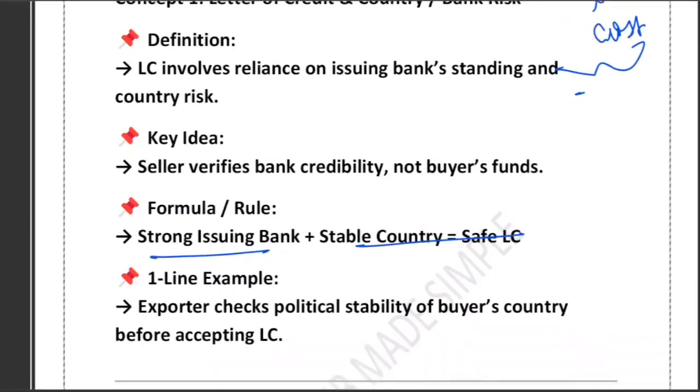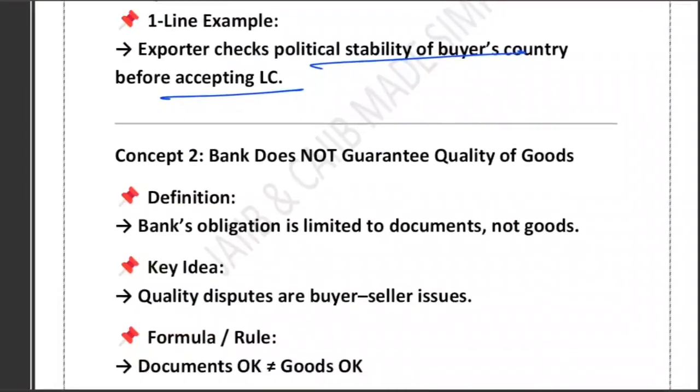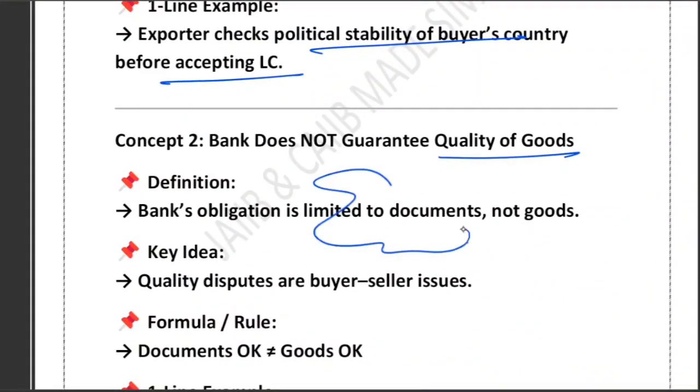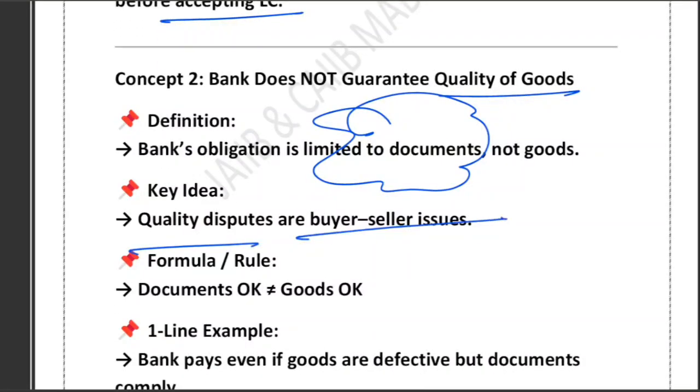So you can see in the one line example they have given that the exporter checks the political stability of the buyer's country before accepting the LC. Right. The bank never guarantees the quality of the goods, because the bank's obligation is limited to the documents, not the goods. Quality disputes are buyer-seller issues. Right, the bank has nothing to do with that.